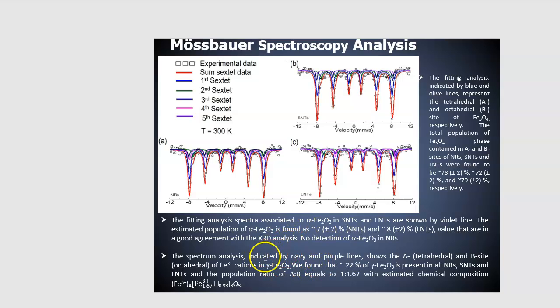It is also found from Mossbauer spectroscopy that the concentration of maghemite phase is almost similar in all 3 samples, whereas the magnetite phase is approximately 78% in nanorings, 72% in short nanotubes, and 70% in long nanotubes.